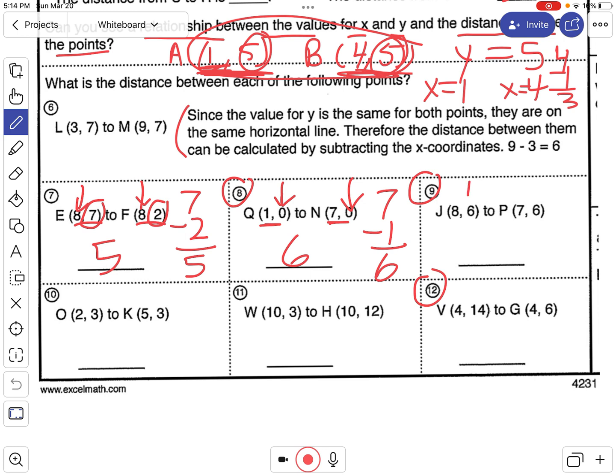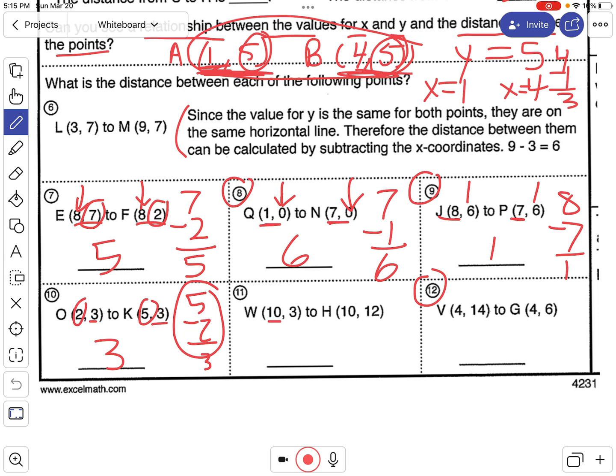So on number 9, the Y is the same, 6 and 6. The X is different, 8 and 7. So 8 minus 7 gives you 1. On number 10, the Y is still the same. The X is different, 5 and 2. That's how you show your work, by the way, this right here. 5 minus 2 is 3.